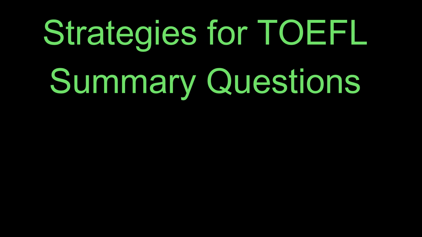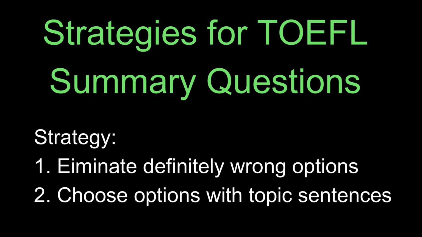Let's dive into effective techniques for tackling these questions. Strategies for identifying wrong options. The primary approach is to first eliminate definitely incorrect options, then choose the remaining ones that represent topic sentences of the passage. Our goal is to identify as many wrong options as possible without reading the passage.